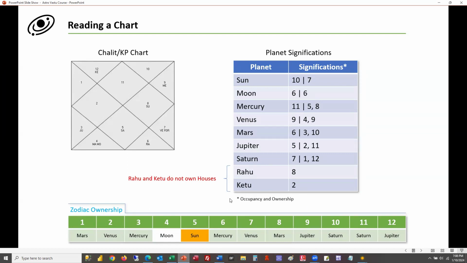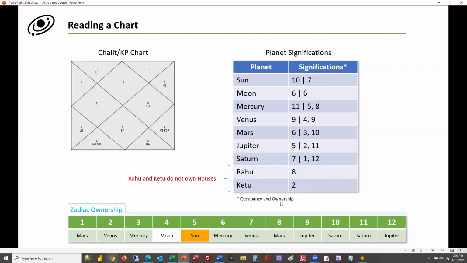And we have only discussed 7 planets because only 7 planets have ownership of signs. The other 2 planets, which are basically Rahu and Ketu, have not been given any ownership. So they don't own any houses. So in the cases of Rahu and Ketu, we only take the occupancy. Where are they placed? Ketu is in the 2nd house and Rahu is in the 8th house. So we just put the numbers where they are placed. We'll leave the rest. We don't have to worry about it.